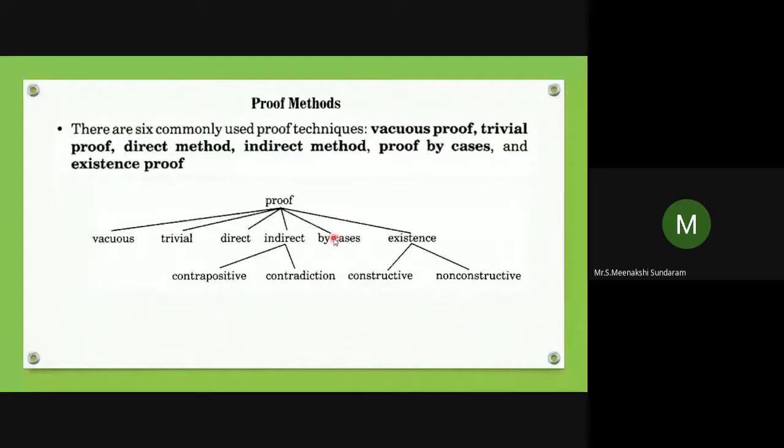And proof methods, that is the last topic. Proof methods we have studied. There are 6 commonly used proof techniques: vacuous proof, trivial proof, direct proof, indirect proof, under which contrapositive or contradiction will come, proof by cases and existence proof. There are 6 cases.